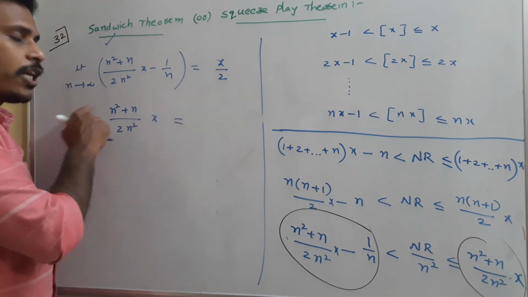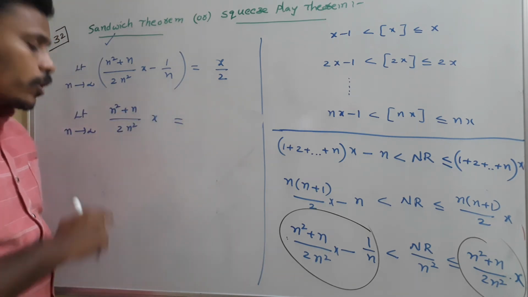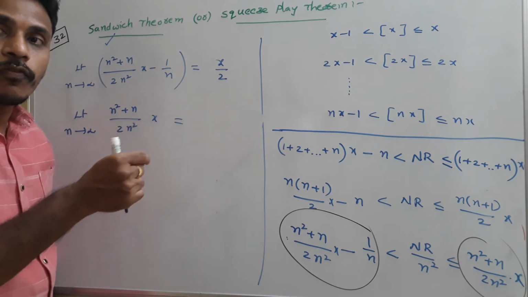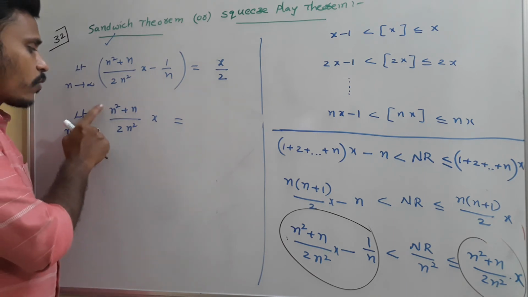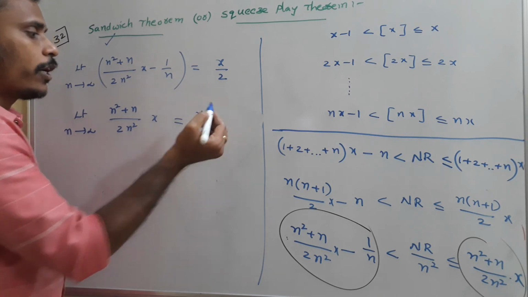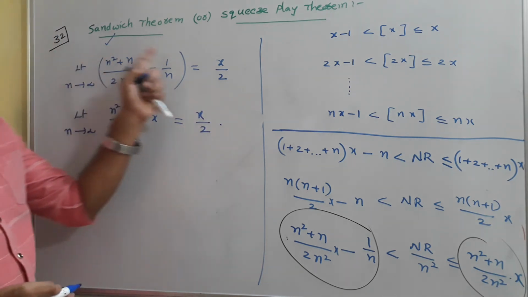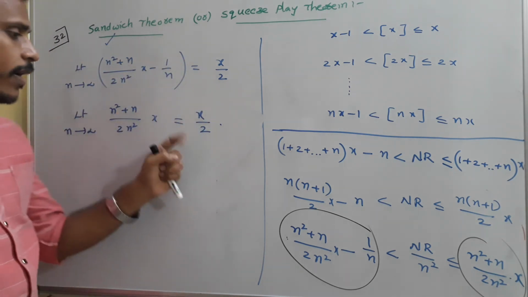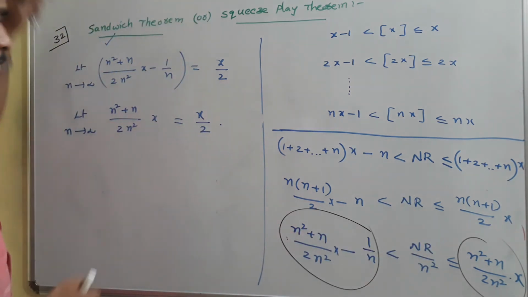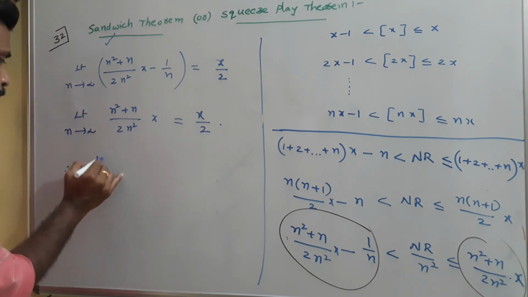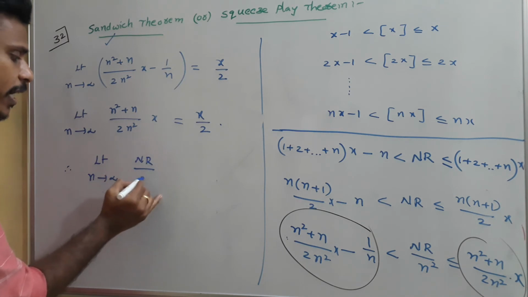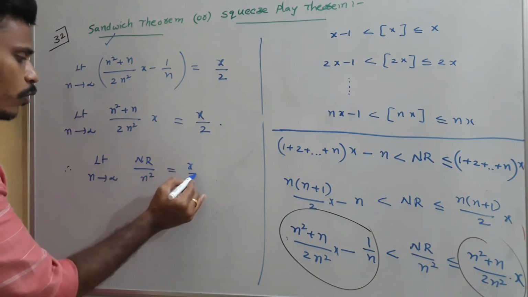Same logic. Degree of numerator and denominator are same. So as n is tending to infinity, see the ratio between the leading coefficients is the answer. N square coefficient is 1, n square coefficient is 2, 1 by 2 into x, x by 2 is the limit. So since that limit value is x by 2 and this limit value is x by 2, then for sure the function which is in between these two has same limit. Therefore, limit n tends to infinity, that numerator divided by n square also gives you x by 2.